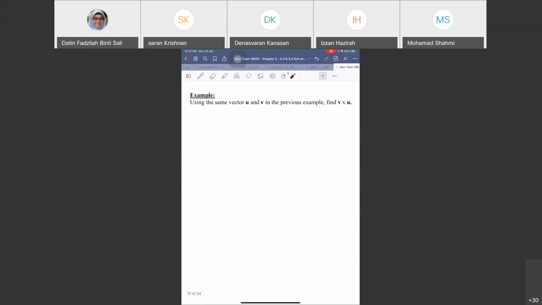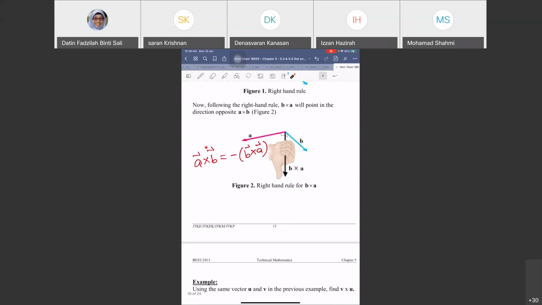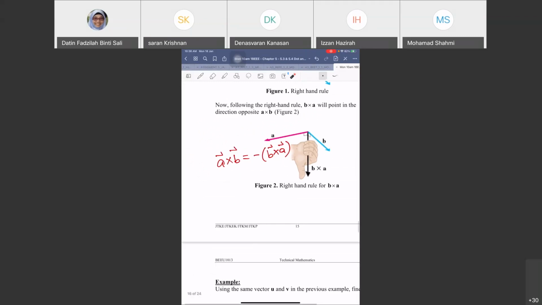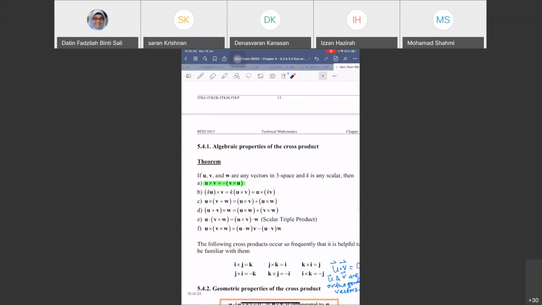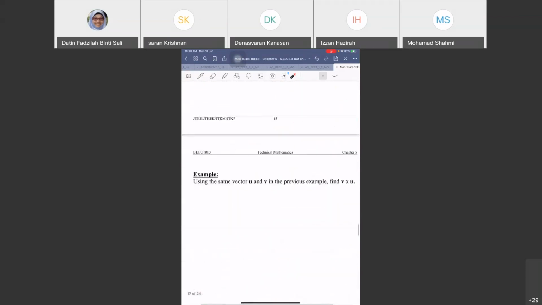Let's do the example here. Using the same vectors u and v from the previous example, find v cross u. Basically this example is just to prove to you this concept, that A cross B equals negative B cross A. This comes from the theorem just now, that vector u cross v equals negative of v cross u.